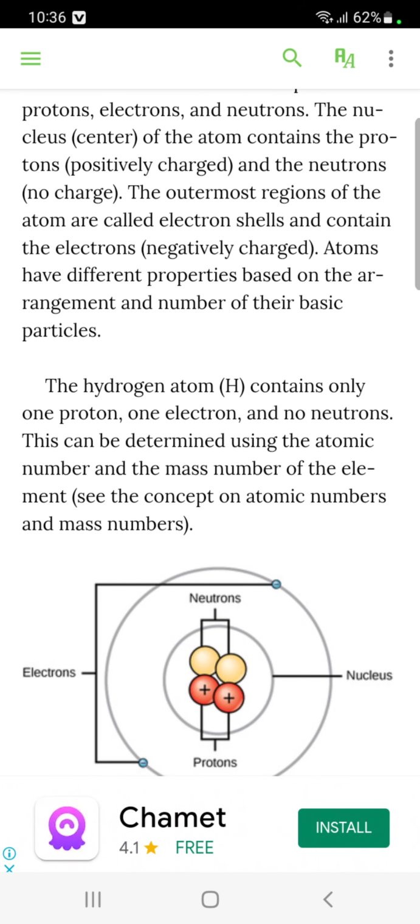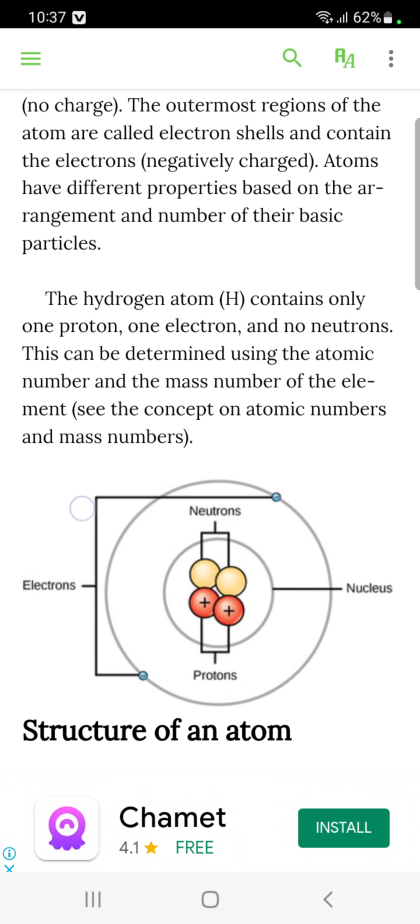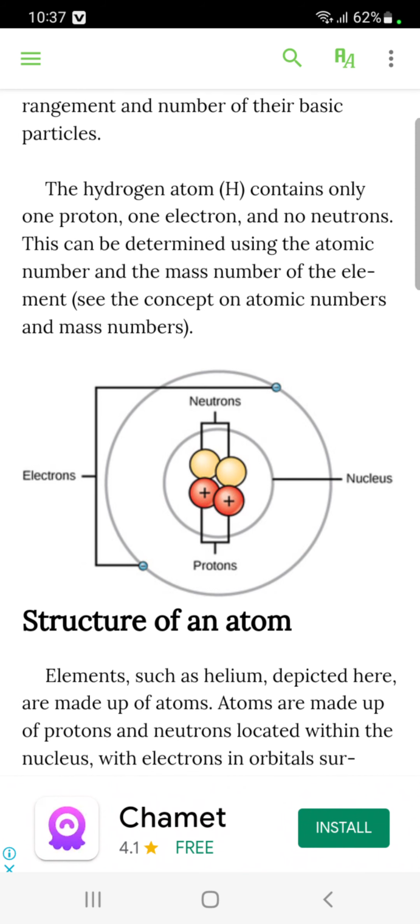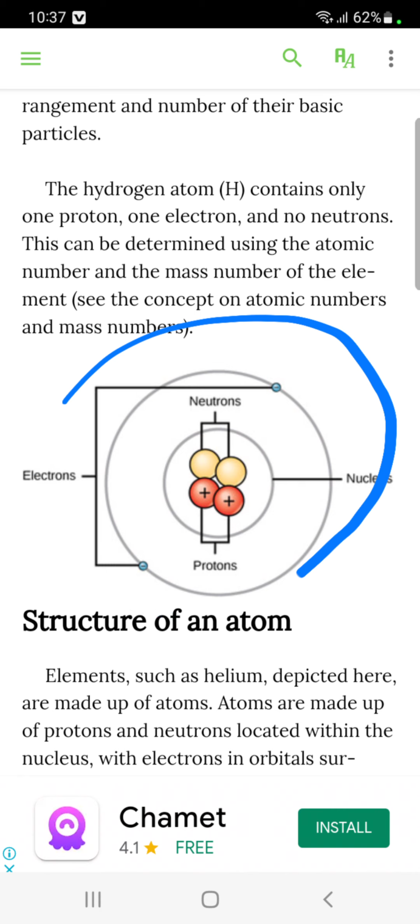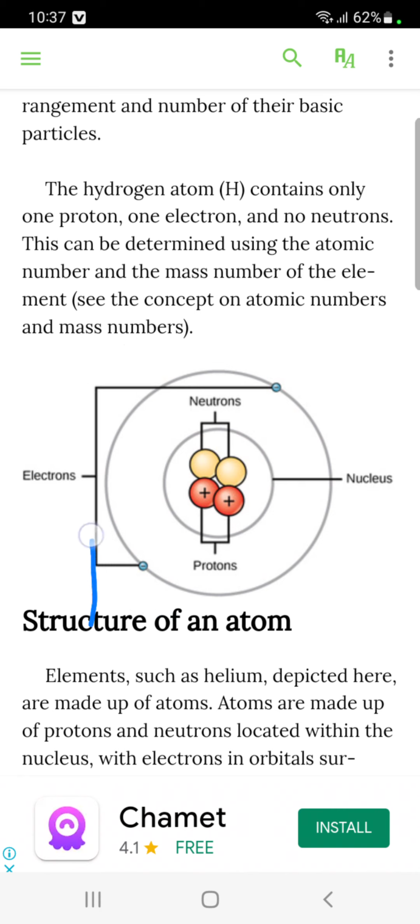The hydrogen atom, called H, contains only 1 proton, one electron and no neutrons. This can be determined using the atomic number and the mass number of the element. See the concept of atomic number and mass number in the diagram. You can see the diagram here. So let's move on.